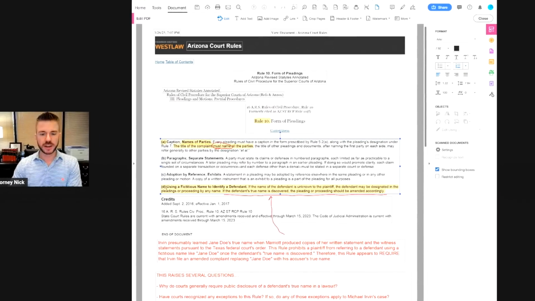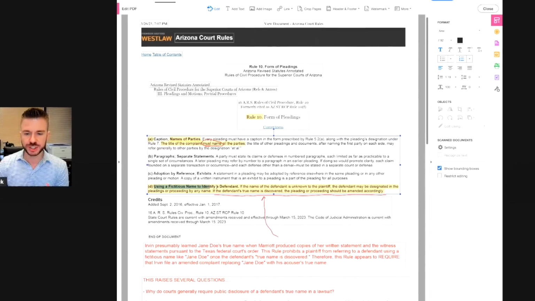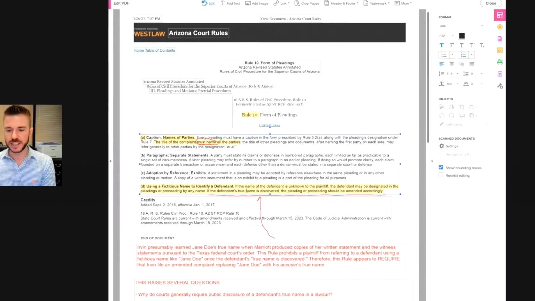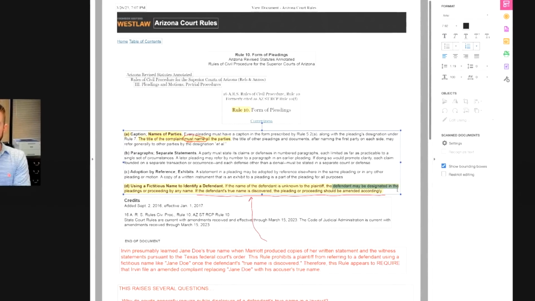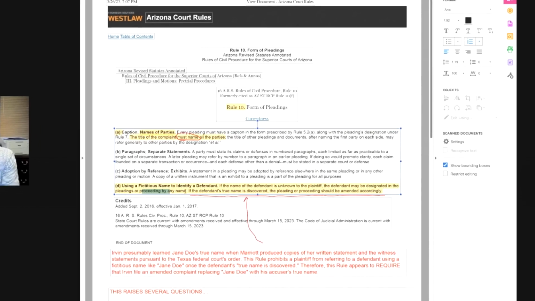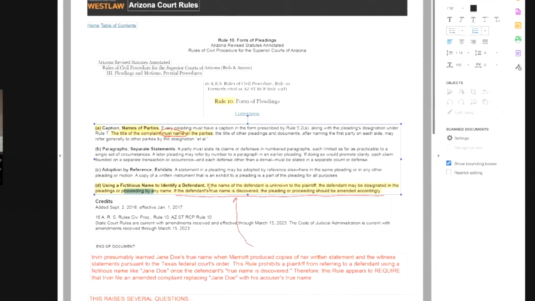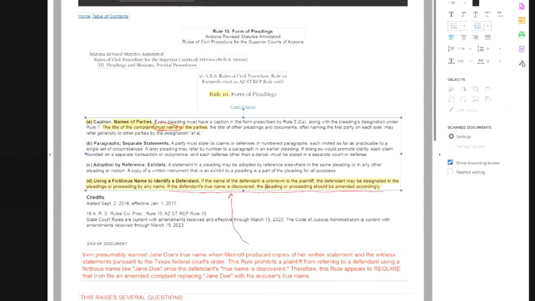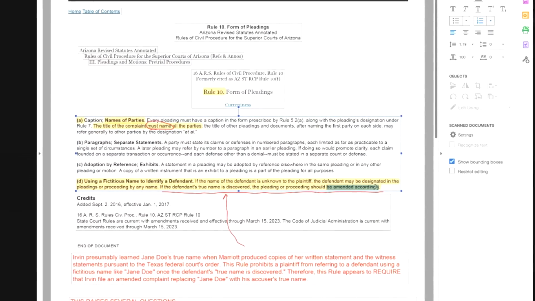And then if we look down here in subsection D, it actually states that using a fictitious name to identify a defendant is allowed. If the name of the defendant is unknown to the plaintiff, the defendant may be designated in the pleadings or proceeding by any name. So that would be like John or Jane Doe. If the defendant's true name is discovered, the pleading or proceeding should be amended accordingly to add that true name.